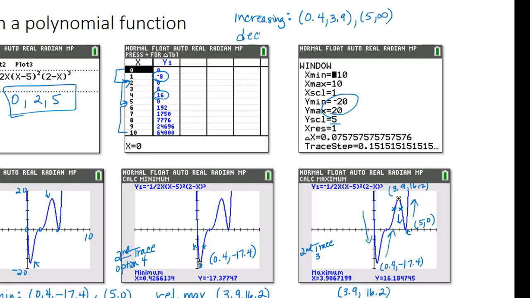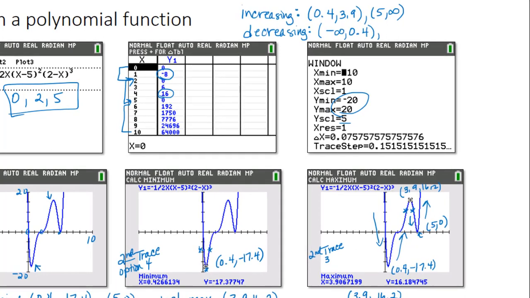And where's the function decreasing? So it's decreasing to the left of this minimum point. So it's decreasing from negative infinity to 0.4. And then it also decreased again between the peak and this 0 at 5. So that's between 3.9 and 5.